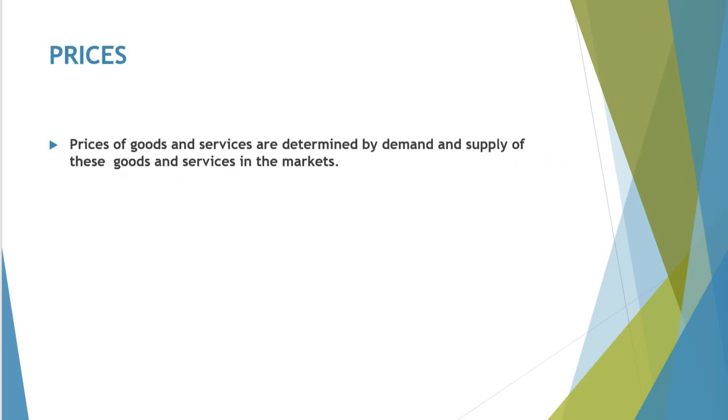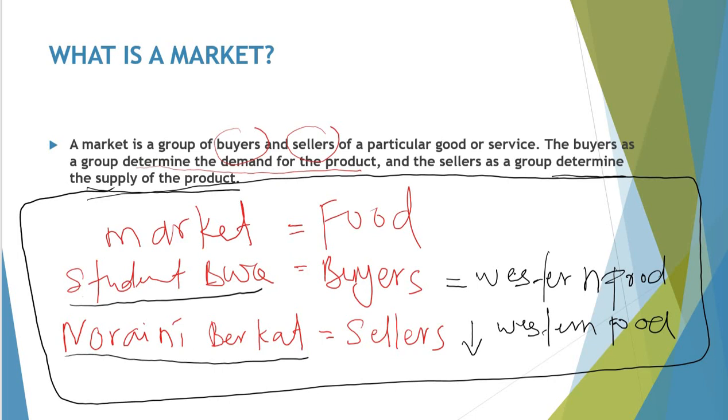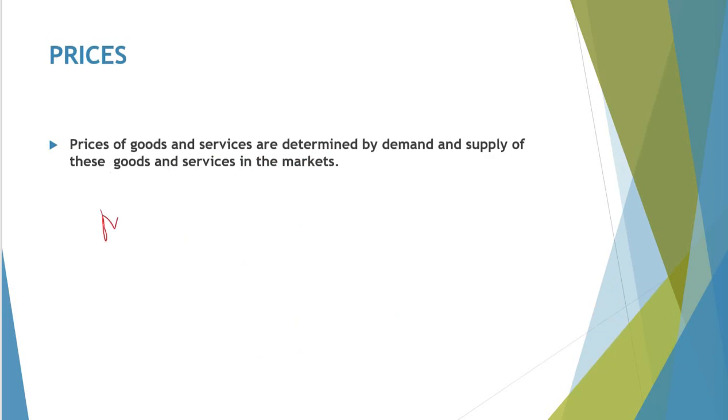Okay. So, what are prices? Prices of goods and services are determined by the demand and supply of these goods and services in the market. Contohnya tadi, kita bagi contoh market food kan? Okay. So, market food. Price of the goods and services determined by the number of demand and supply.